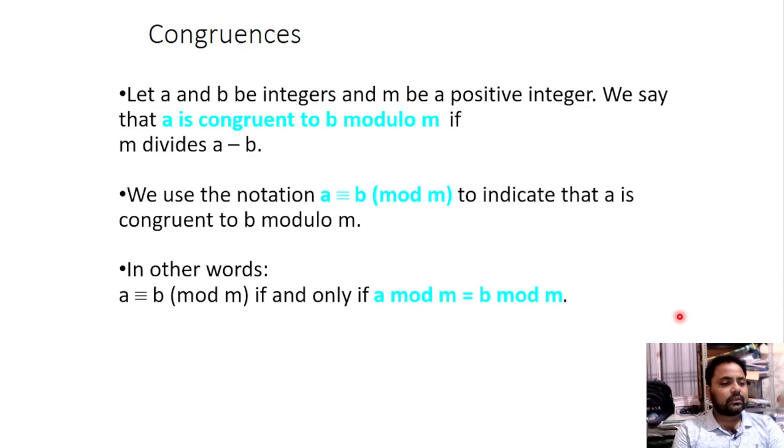In other words, you can say that a is congruent to b mod m if and only if a mod m is equal to b mod m. So this is also important because m divides a minus b. So simply you can relate these two terms, a mod m is equal to b mod m. It means that m divides a and gives the remainder, same m divides b and gives the remainder, and both should be equal.